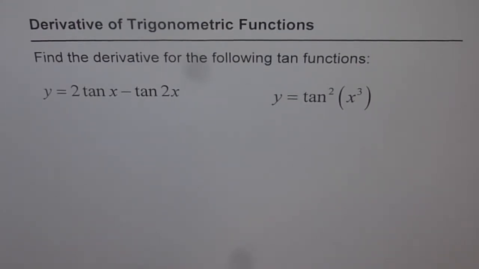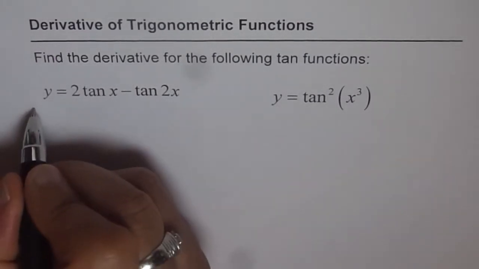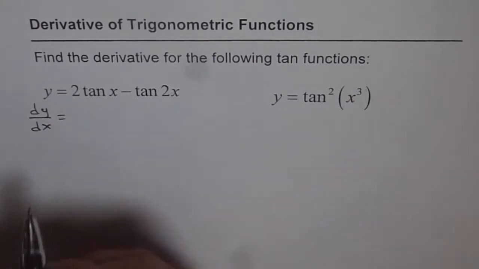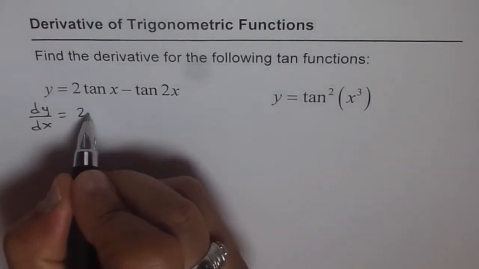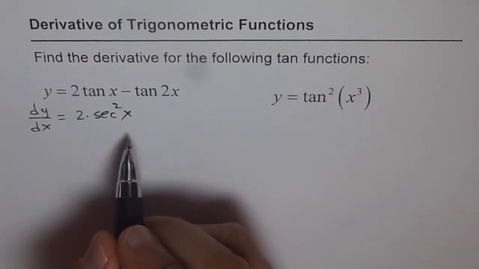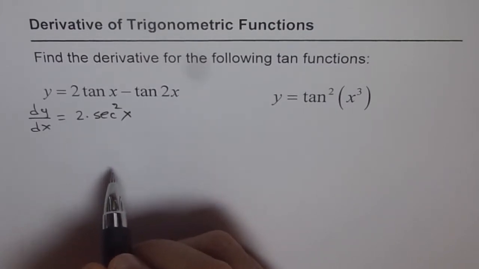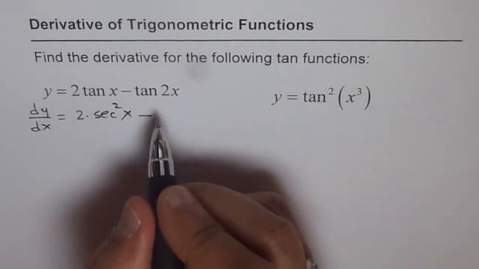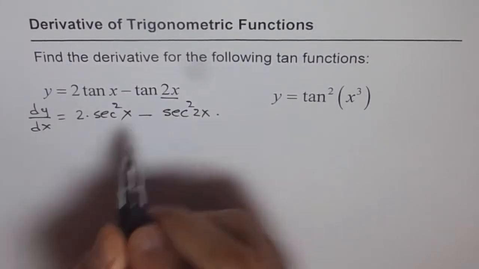We have already done a couple of questions similar to this. So let's do it. Now the variable is x, so we should have dy dx. We'll differentiate both sides with respect to x. The differential of 2 tan x is 2 times secant squared x. I'm clubbing two steps together, but when you do this, you should write all the steps as we did in previous videos. And the derivative of tan 2x is secant squared 2x times the derivative of the inside function, which is 2.